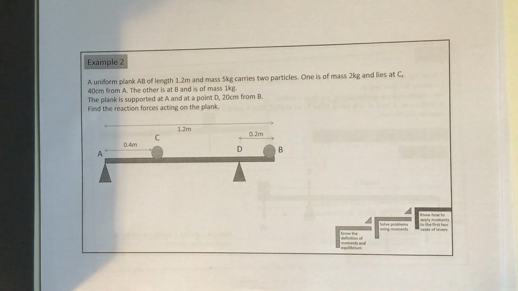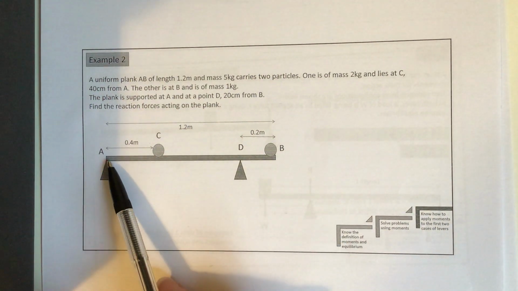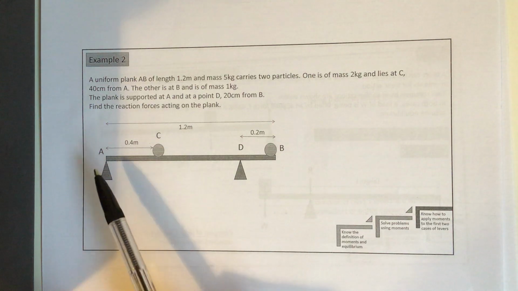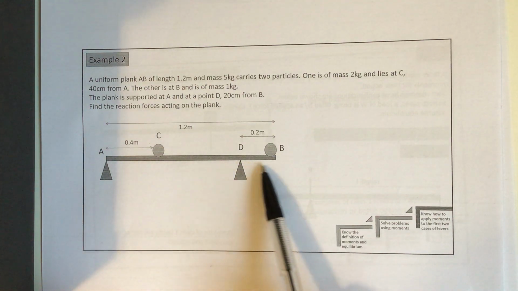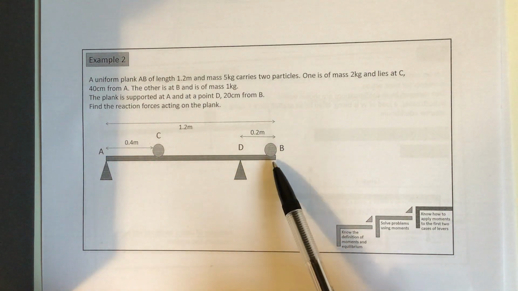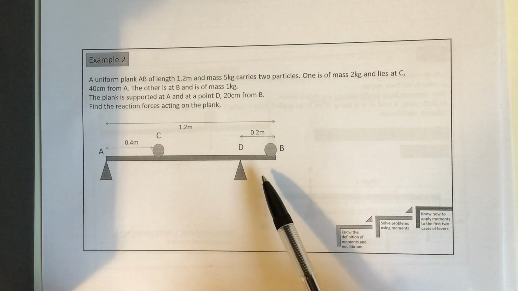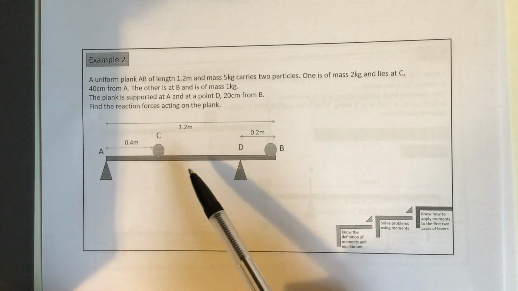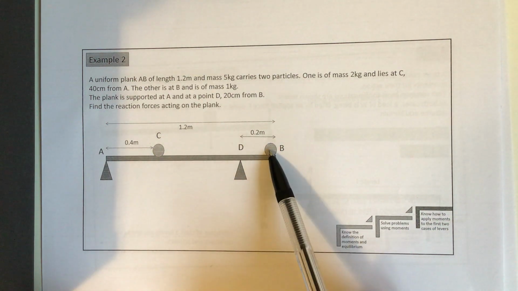Okay, so example 2, this time we've got a uniform plank. Again, spot that word uniform, it means it's the same, the mass is distributed evenly, equally throughout the whole rod. Again, it's from A to B, it's length 1.2 metres and mass 5 kilograms, it carries 2 particles.